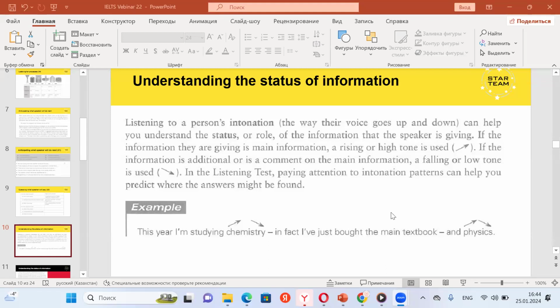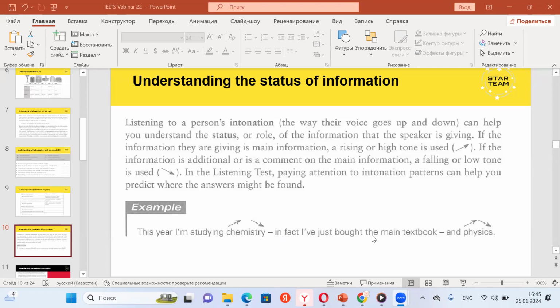This year I'm studying chemistry. In fact, I've just bought the main textbook and physics. Да? Два ключевых слова здесь это chemistry, physics. Да? И на них у нас поднялось. Наш тон голоса поднялся. Да? Наш тон голоса не будет подниматься здесь.